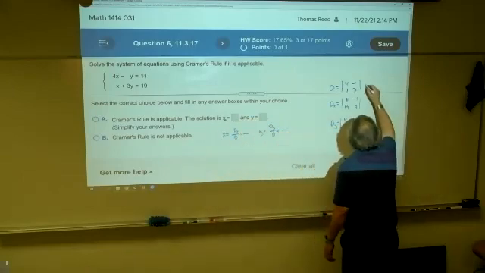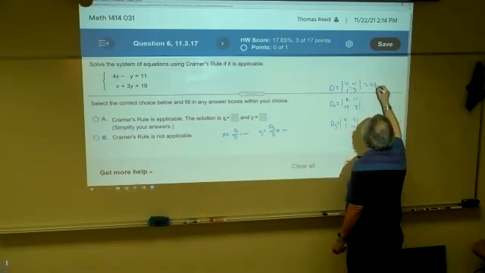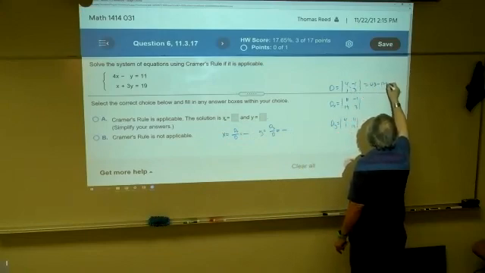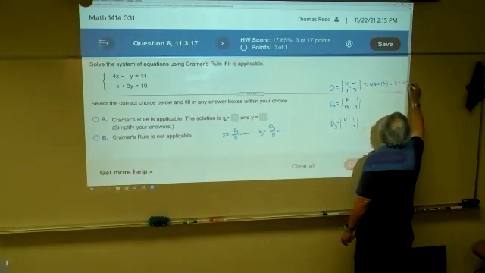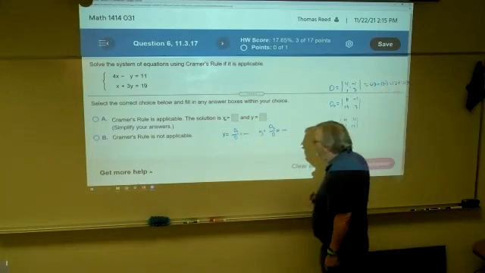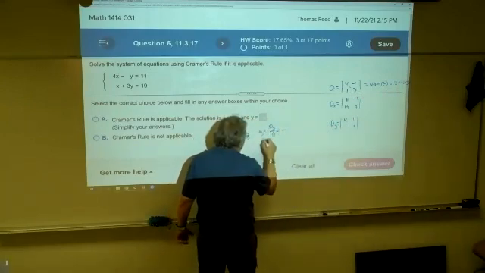So I find out what D is first. This diagonal, 4 times 3, minus this diagonal product, 1 times a negative 1. So that's going to be 12 plus 1, which is 13. Did we do this one already? It sounds awfully familiar to me.